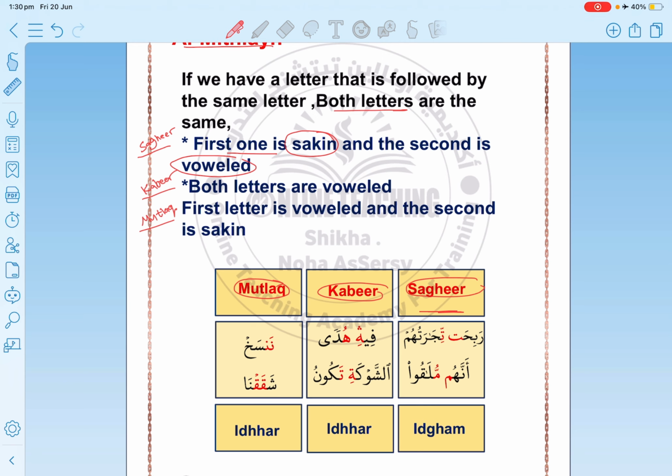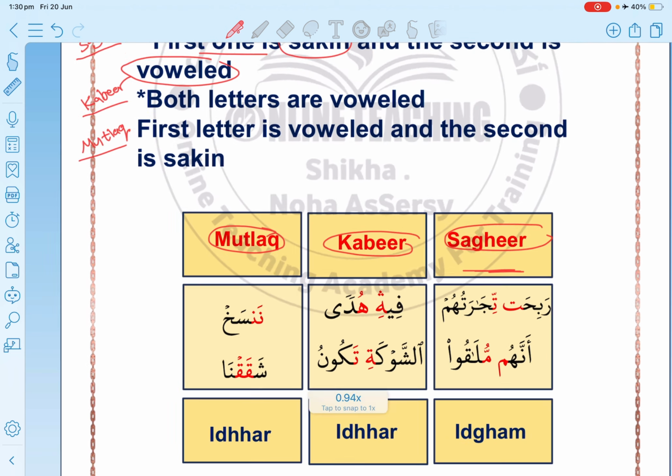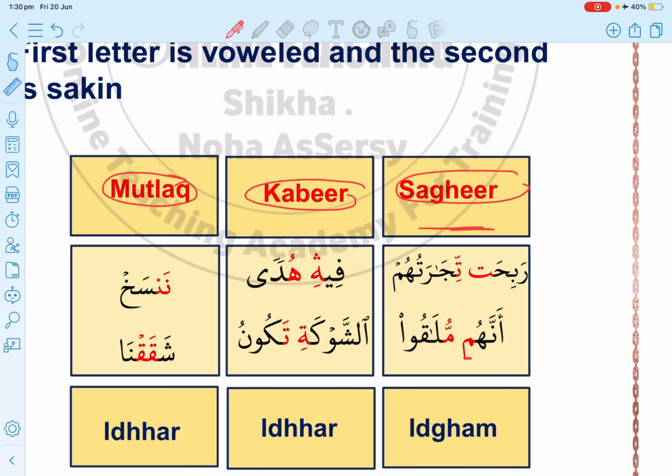Why did we call it idgham? Because this is the only case where we have idgham: when the first one is sakin and the second is mutaharrik. So this is idgham mutamathilan. Another example here: we have meem and another meem. The first meem is sakin because it doesn't have any sign. The second one is voweled by dhamma. So in this case we will have idgham shafawi, with ghunna.